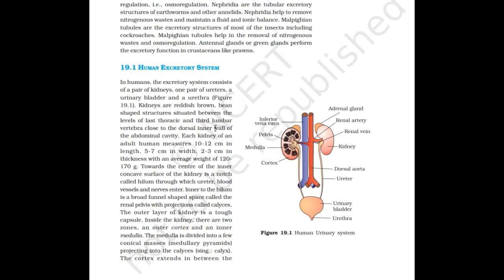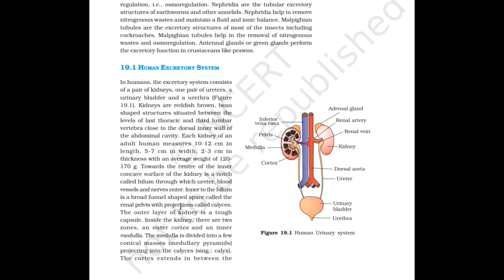Kidneys are situated between the last thoracic and third lumbar vertebra close to the dorsal inner wall of the abdominal cavity. Each kidney of an adult human measures 10 to 12 cm in length, 5 to 7 cm in width, and 2 to 3 cm in thickness, with an average weight of 120 to 170 grams. Towards the center of the inner concave surface of the kidney is a notch called the hilum, through which ureter, blood vessels, and nerves enter.